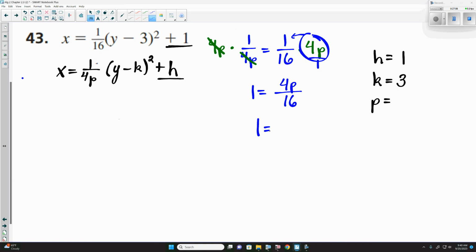Now 4 over 16, will it reduce? Yeah, because there is a 4 in both. The 4 in the numerator will become 1. And if I reduce the 16, it would reduce to 4. So we have p over 4.